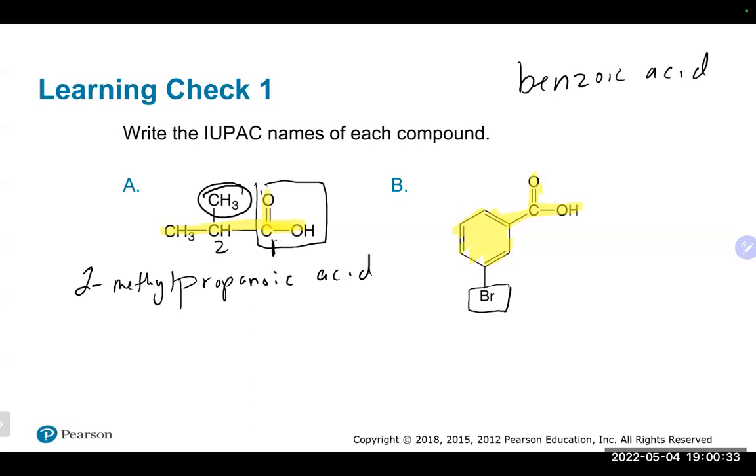Once again, where our carboxyl group is attached to the ring will be carbon number 1. Going clockwise here should give us the lowest number, which would be 3. And that would then give us 3-bromobenzoic acid. Any questions on any of those names there? All right, we will stop there for today, I think.